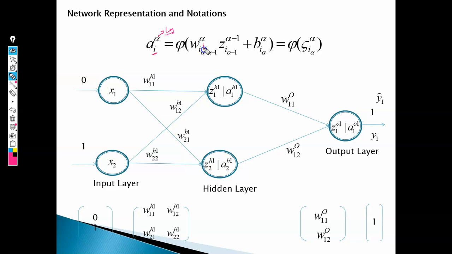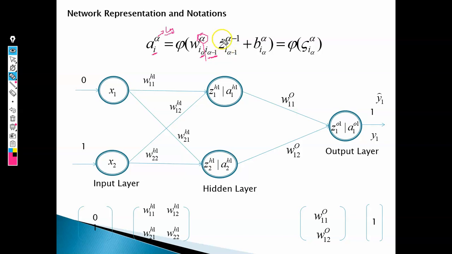Already we told that weights are represented by two parts. This is where it starts, the previous layer, so this is represented as alpha minus 1. If the weight belongs to a particular layer, it is represented by where it starts from, the previous layer, and the current layer it belongs to. So this is represented as alpha and alpha minus 1.